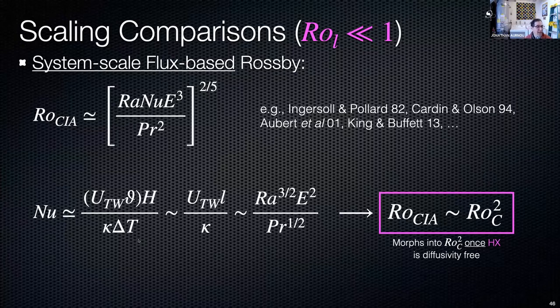And if I play with that, theta over delta T gives you a Rossby. We then get Rossby times H, which gives us L. Futzing around, you can then rewrite that as U thermal wind times L over kappa. So it's just a local Peclet number, right? Which makes sense. The heat is simply being transferred by the local scale advection. And when we rewrite that with our definitions for L and U thermal wind, that comes out to be Rayleigh to the 3/2, Ekman squared over Prandtl to the 1/2. Okay.